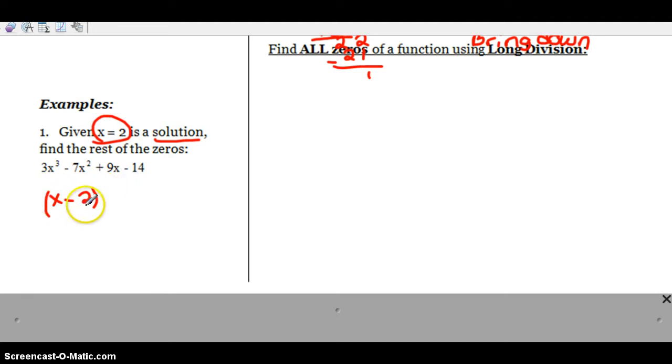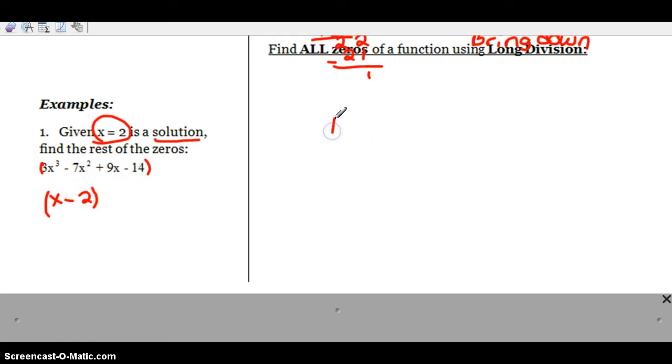So if x minus 2 is a factor, that means that I'm going to be able to divide what I have left over by one of the solutions so I can get all the rest of the solutions. So this is my original, and this is my divisor, because this is what I'm going to divide into this longer polynomial.